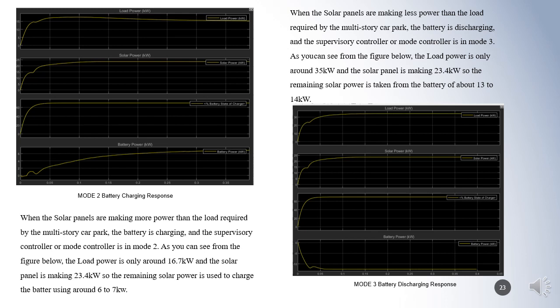On your right is mode 3, when the solar power is less and the load is higher. So the battery provides the additional power, so the battery is discharging.